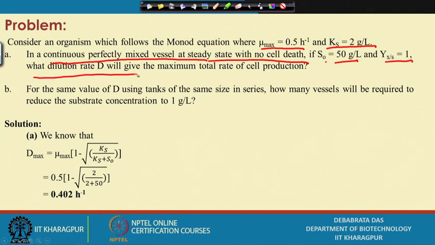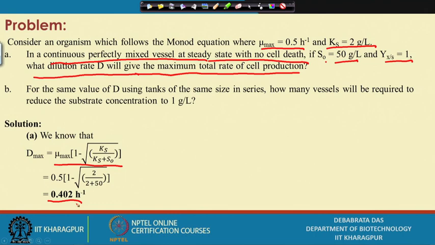When dilution rate D will give the maximum total rate of cell mass production? So, what dilution rate D? That equation we already know: D max equals mu max times (1 minus root over K s over K s plus S 0). We put in the different values, and we can find out D max. So, D max we do not have any problem, because we can solve it very easily.